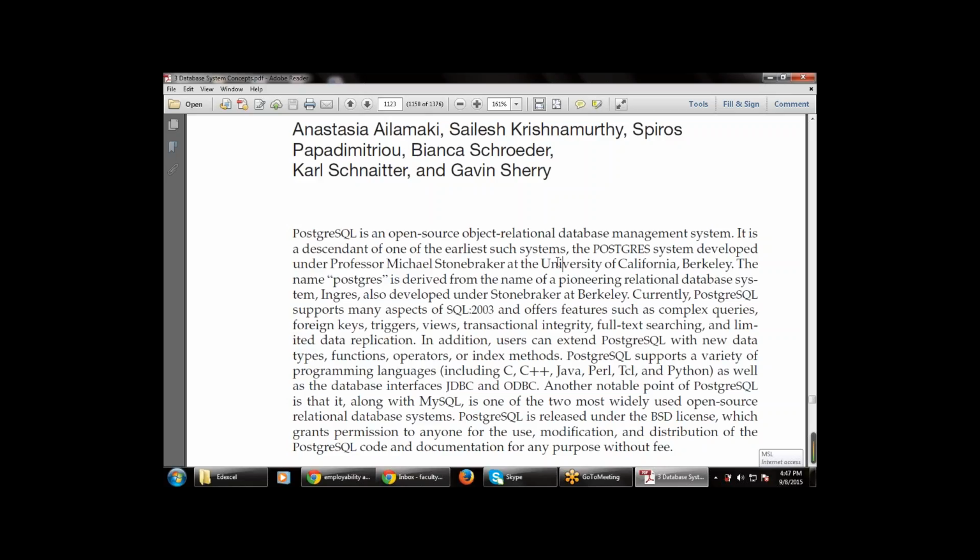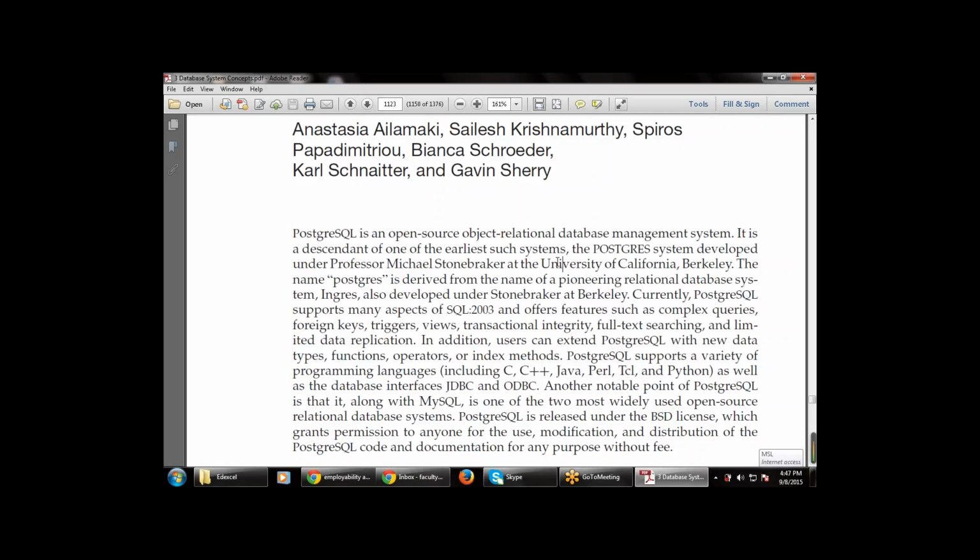It is a descendant of one of the earliest such systems, the Postgres system developed under Professor Michael Stonebraker at the University of California, that is, in Berkeley. The name Postgres is derived from the name of a pioneer relational database system, Ingres, which was also developed under Stonebraker at Berkeley.